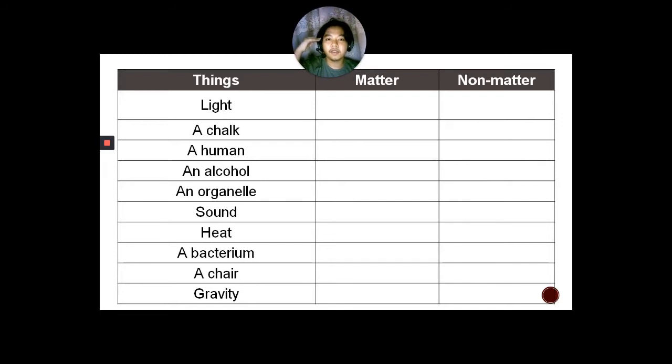So just to give a few examples, si light, may mass ba? Can I weigh it? No, kasi associated si mass and weight, though they are not the same. Can I weigh it? No. So therefore, automatically it's a non-matter. So light doesn't matter. Kidding aside, it's a non-matter. A chalk, may mass naman siya. I can feel its volume. I can see the space occupied by the chalk. Therefore, it's a matter. And then you can answer the rest of this. Let me pause the video again. Or please pause the video again.